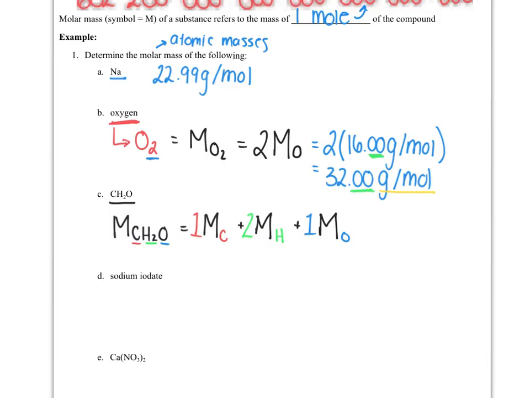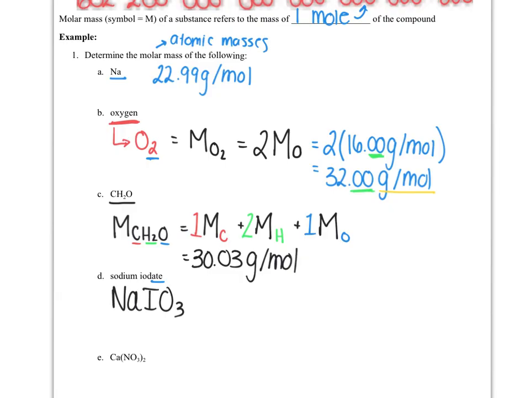All right, as we have added this up, we should come to a molar mass of 30.03 grams per mole. All right, let's try sodium iodate. Again, the first step to calculating a molar mass is that you must find the formula first. Because when I look at this, I see sodium, and I might just add the mass of sodium. And I find iodate, and I might incorrectly say, oh, just add the mass of iodine. So iodate is IO3.